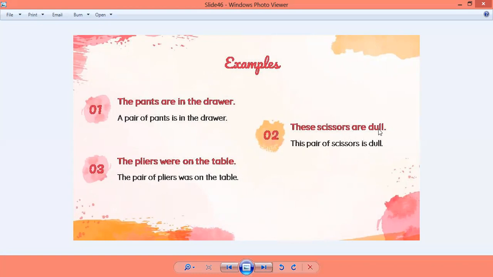Second, the scissors are dull. I used are because scissors is plural. But here, the pair of scissors is dull. Because I used the pair of, I can use is. The pliers were on the table. The pair of pliers was on the table. I hope this is clear.